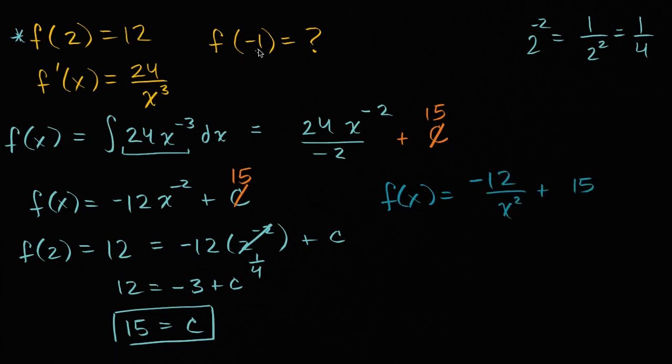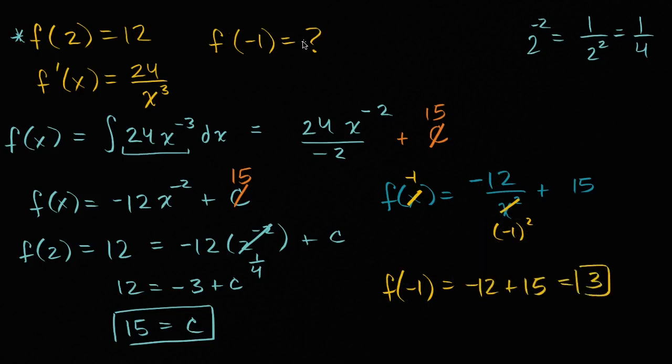And now using that we can evaluate f of negative 1. f of negative 1. Everywhere we see an x, we put a negative 1 there. So this is going to be negative 1 squared. So f of negative 1 is equal to negative 12 divided by negative 1 squared. Well, negative 1 squared is just 1. So it's going to be negative 12 plus 15, which is equal to 3. And we're done. This thing is equal to 3.